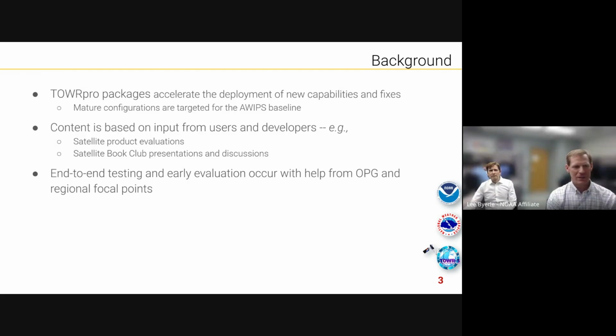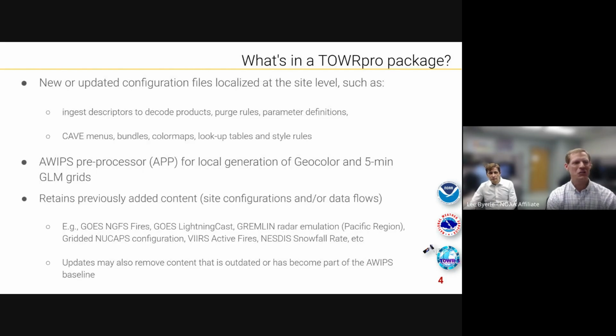And the OPG has been key in that, as well as the regional focal points, who are really the main emphasis of our audience that we'd like to present to today. So if we go on to the next slide, we can see what's in a package. So initially we would provide new updates to EDX ingest rules or color maps, all at the site level, and that's still the case. And what we've added in some recent updates is a local app that installs and does some local generation, things like the CIRA Geocolor for GOES and the 5-minute GLM. So that's still included in a package, including this update.